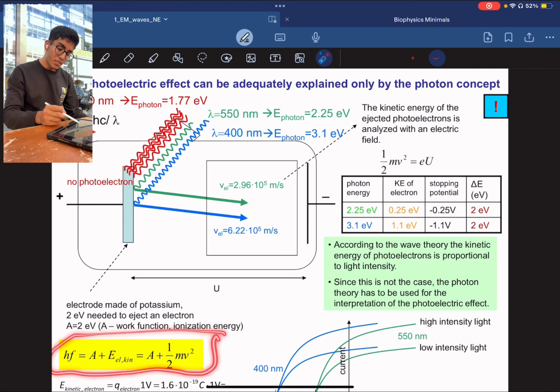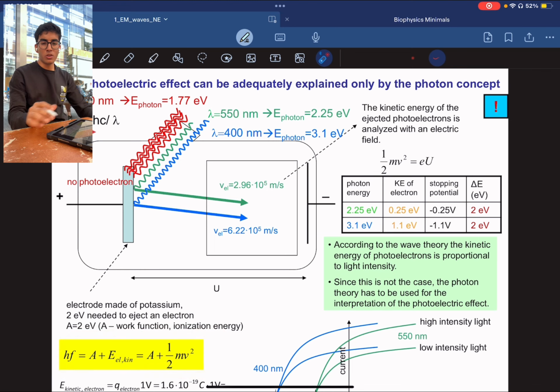This formula is not really important because it's not asked in the minimals. Our professor said that the equations included in the minimals are the only ones which are important. That's me explaining the wave nature of matter.